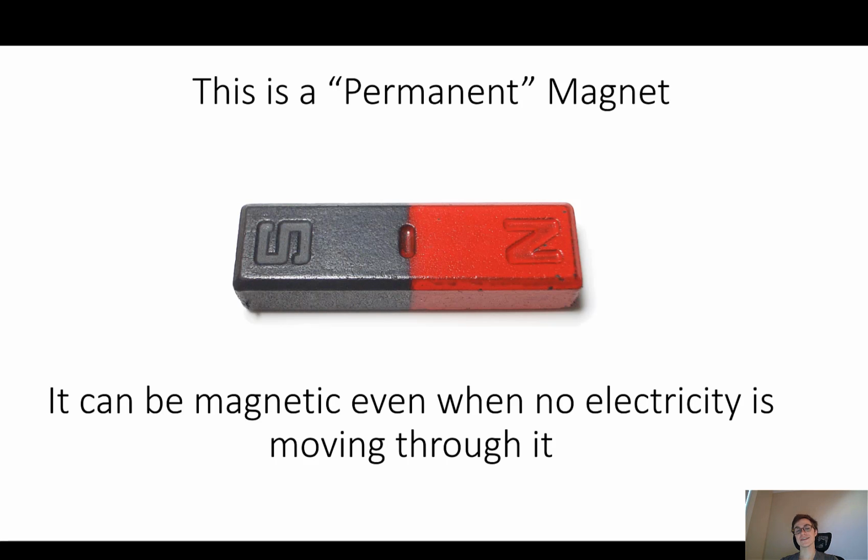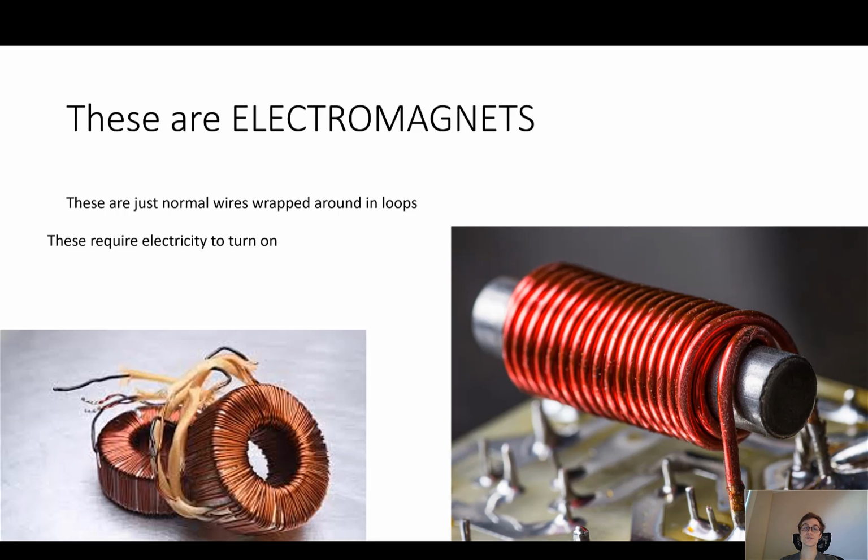This is a permanent magnet. Maybe you've played with it. It's like a bar of iron and it has a south pole and a north pole. It can be magnetic even when there's no electricity moving through it, and this is one of the major kinds of magnets that exist. We also have electromagnets, which are normal wires just wrapped around in loops.